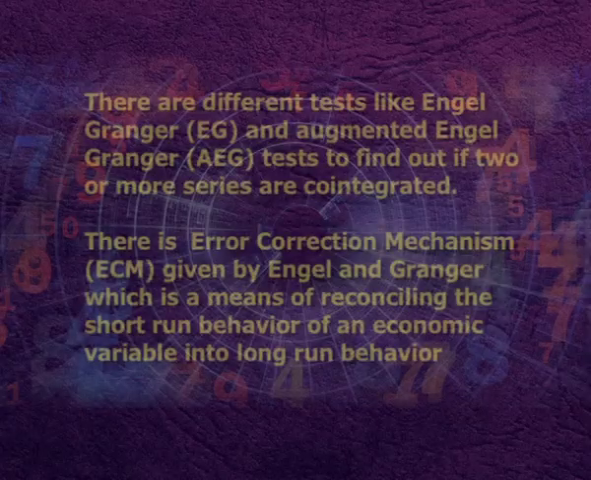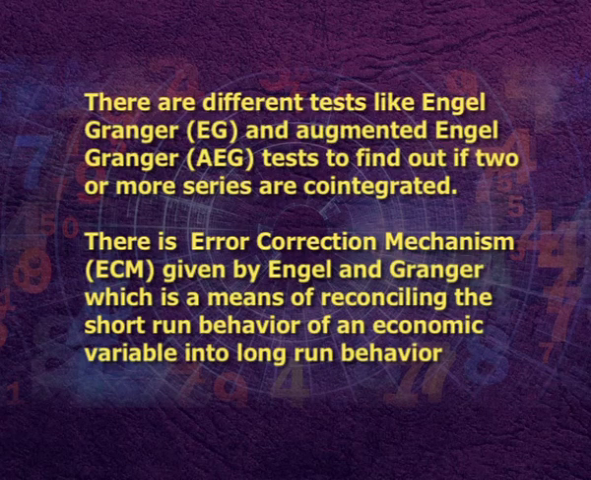Thus, co-integration means that despite being individually non-stationary, a linear combination of two or more time series can be stationary. Co-integration between two or more time series suggests that there is a long run or equilibrium relationship between them. There are different tests like Engle-Granger, that is EG, and augmented Engle-Granger, that is AEG test, to find out if two or more series are co-integrated.